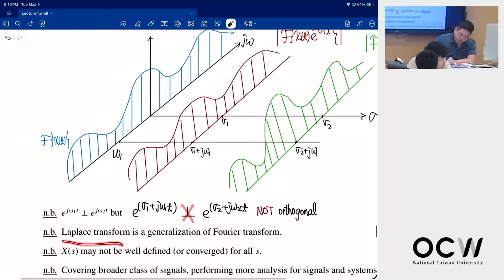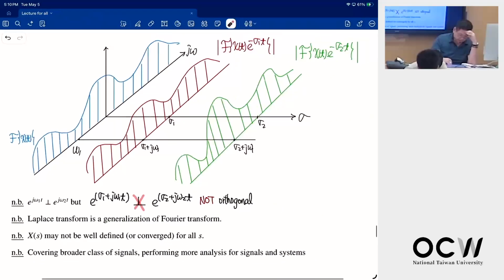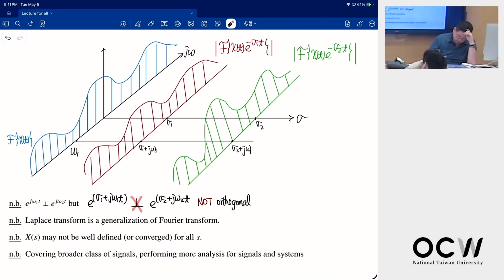The Laplace transform is just a generalization of the Fourier transform, or the Fourier transform is just a special case of the Laplace transform. So the Laplace transform may not be well defined for all s. And why do we need to learn that? Because we may perform more analysis for signals and systems, and we can cover more signals here. After the midterm, we will talk about the properties and some fun examples here.